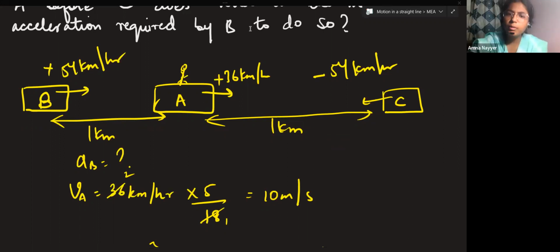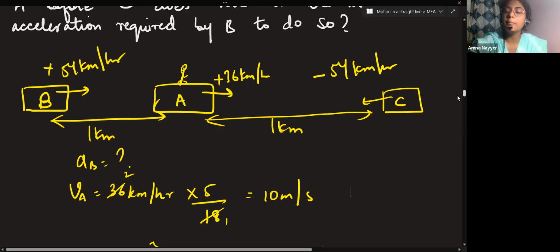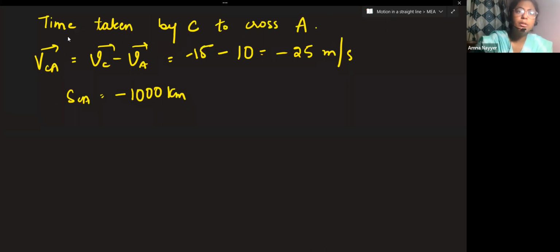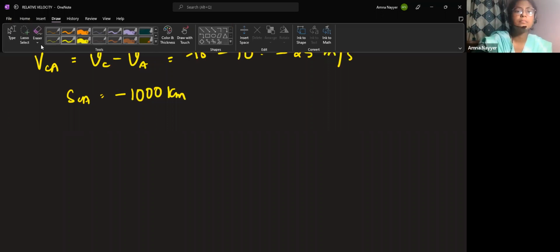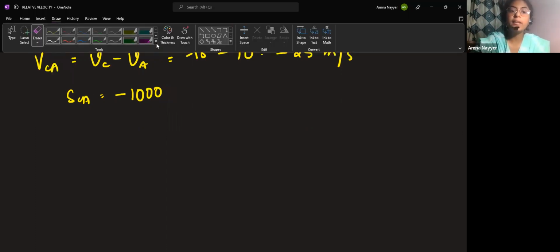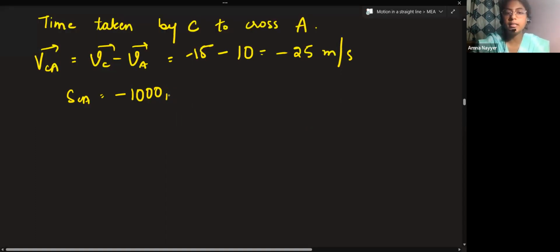Yes, Maha, that will be 1 kilometer, right? So the separation between them is what? We'll take it as minus 1000 kilometer, no? Not kilometer, meter, because I've converted 1 kilometer into meters. Because we have to take everything in the SI unit. So this is minus 1000 meter.